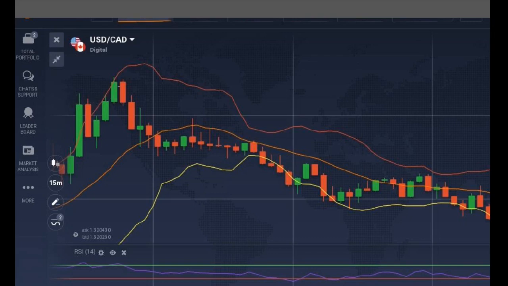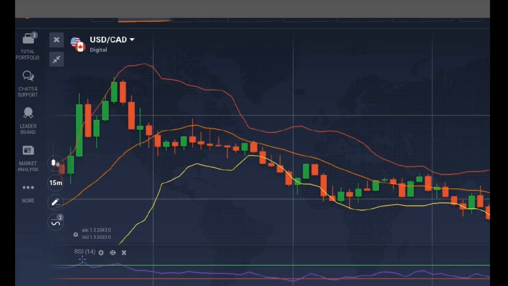So there was a clear cross of this resistance level. As soon as price crossed the resistance level, you have to wait for a confirmation candle. There is a confirmation candle. Okay, so you can see this is a confirmation candle. As soon as the confirmation candle is formed, you have to confirm that the divergence is obeyed.